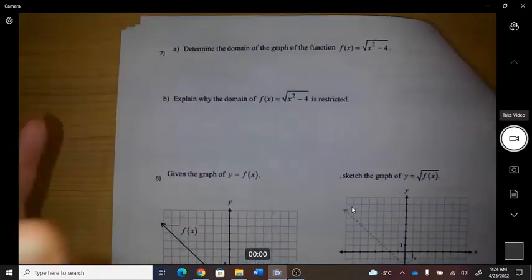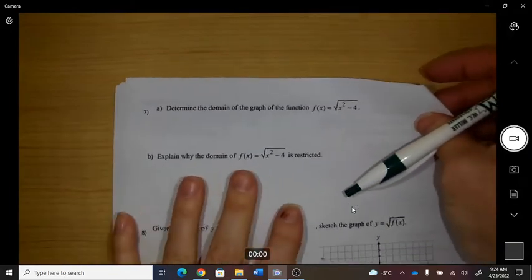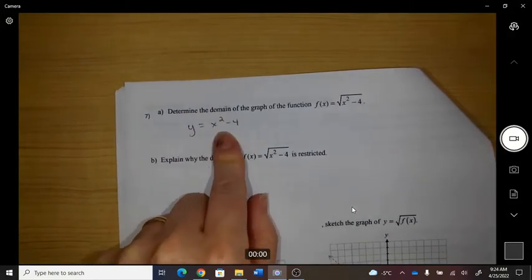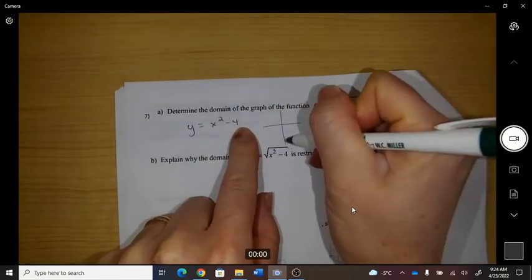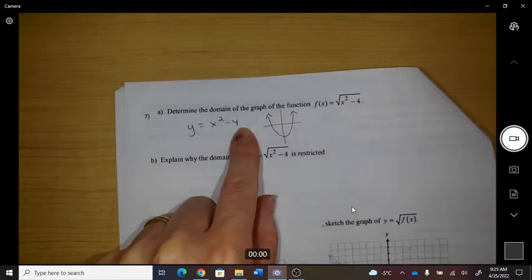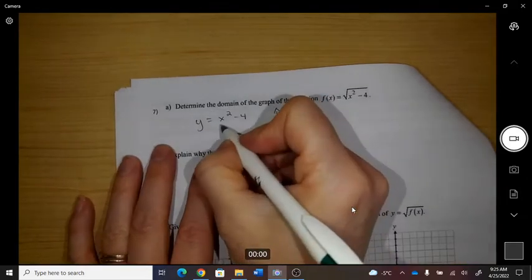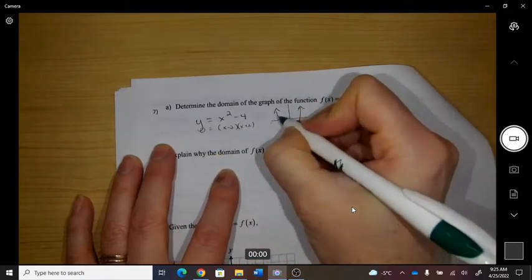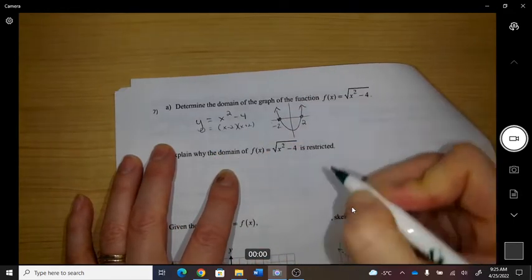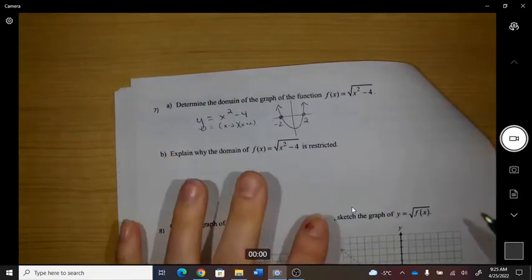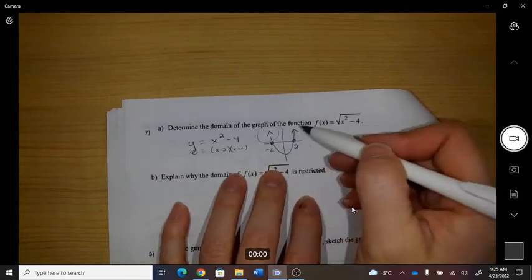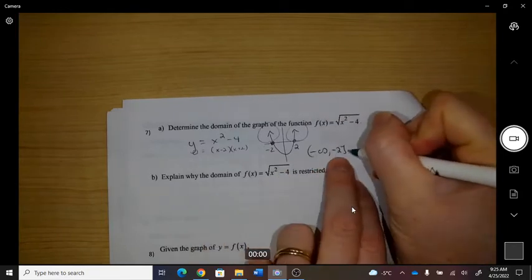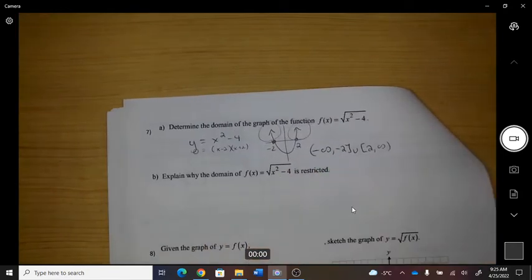Determining the domain. So what do I know about just graphing this function? So it's a parabola, and it's shifted down 4. And then I would know if I factored it, the x-intercepts would be at -2 and +2. So now, which part of the graph would work? Those two pieces, so from -infinity to -2, I can square root. Also from 2 to infinity, I can square root.